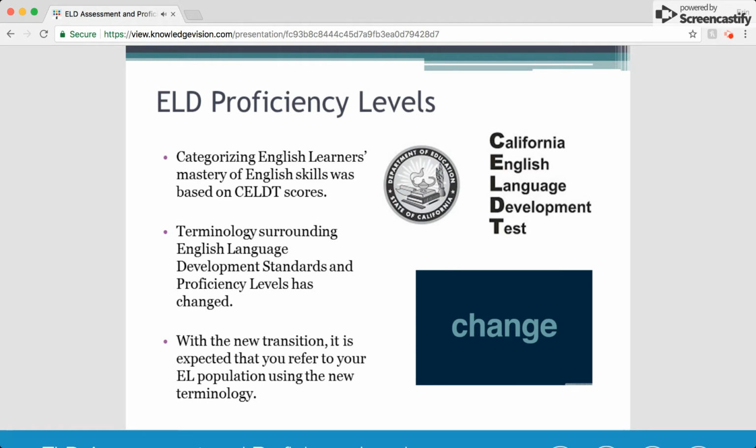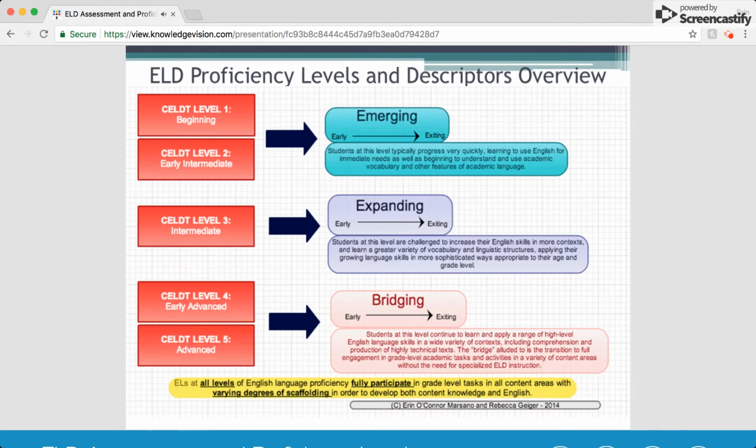To help you become more familiar with these changes, we have created a graphic organizer using the technology Creately. Over the next few minutes, we will briefly explain the new ELD proficiency levels. We will start at the beginning.